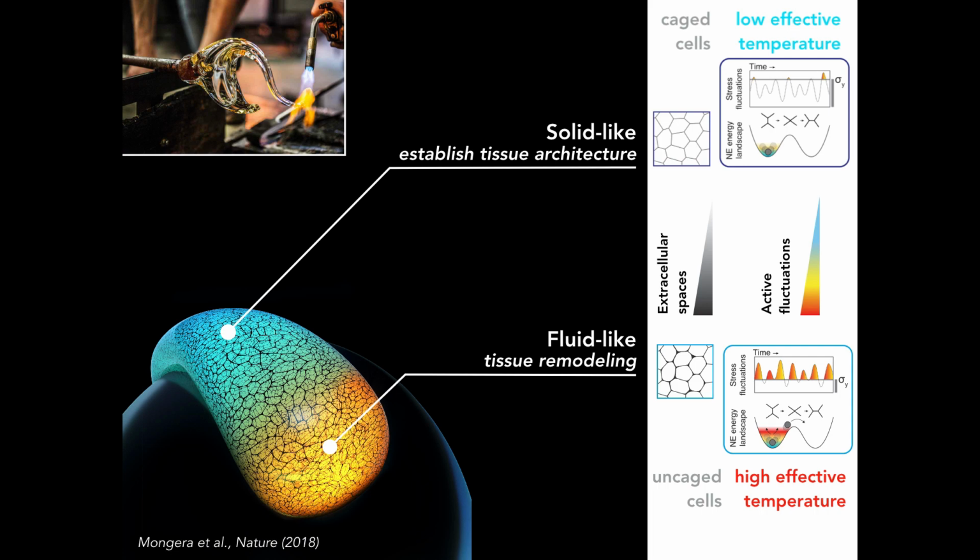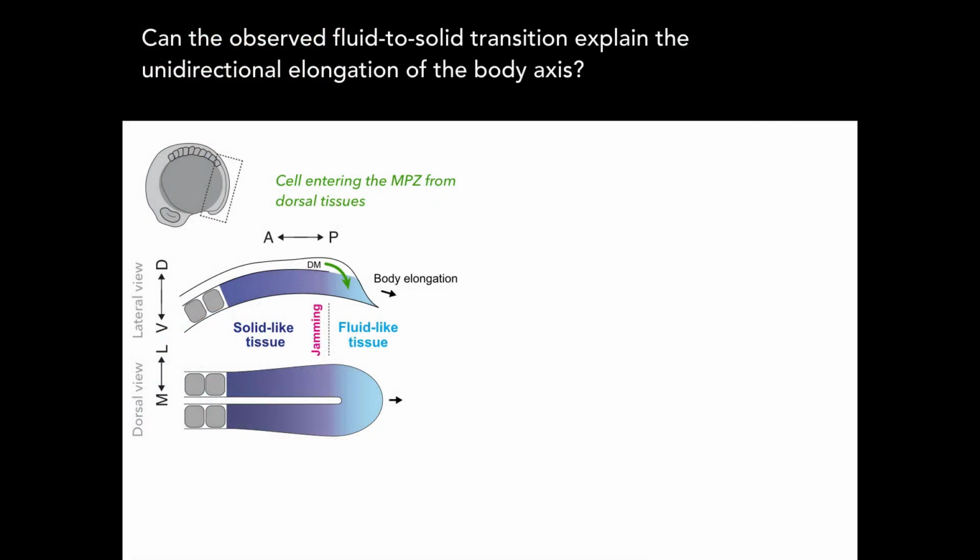So this is okay, but I told you about the physical mechanism. I told you about the physical state of the tissue, but I didn't show you at any point that this can explain the morphogenetic flows in the tissue, and this can explain axis elongation. The only thing that I told you is that the tissue is in a fluid state at the posterior end, and that then it becomes solid in the PSM.